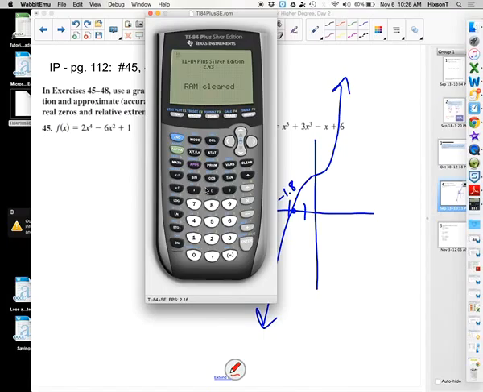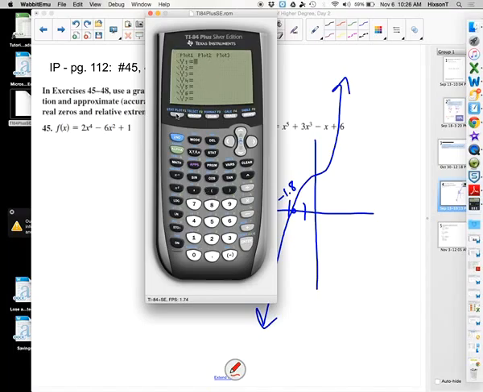Alright? So we have this function, f of x is 2x to the fourth minus 6x squared plus 1. Okay. This wouldn't factor, so we can't find our zeros by factoring. So let's take a look at how we would do this.